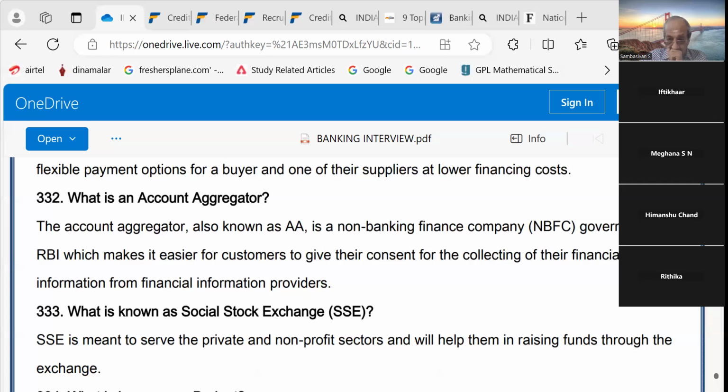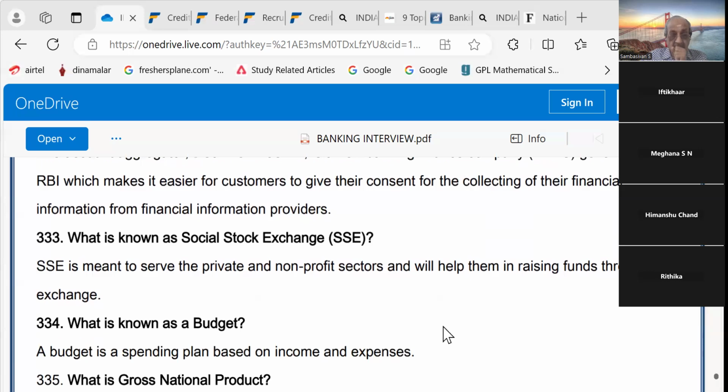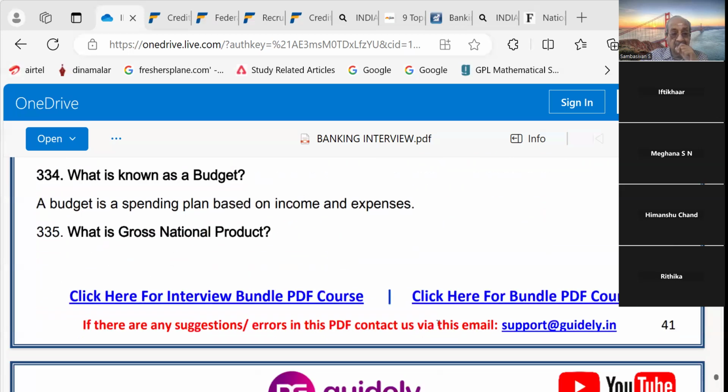What is known as Social Stock Exchange? The Social Stock Exchange (SSE) is meant to serve the private and non-profit sectors and will help them in raising funds through the exchange. What is known as budget? A budget is a spending plan based on income and expenses.